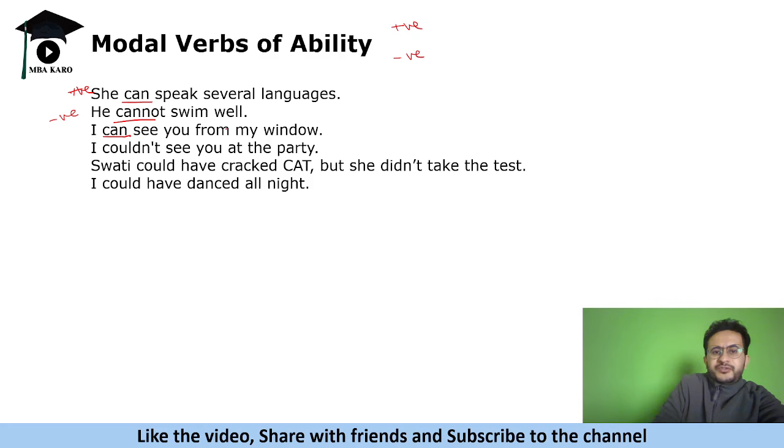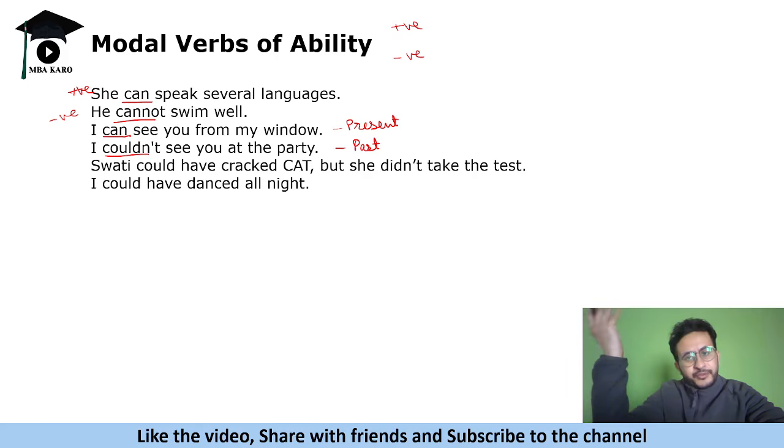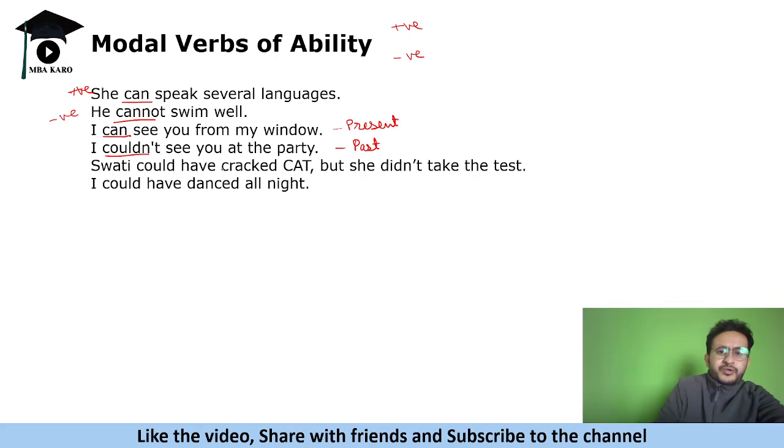I can see you from my window, I couldn't see you at the party. Now this is present and this is past. So can, could is basically present and past, so it was past tense. Someone is talking about some event that happened in the past. Swati could have cracked it, but she didn't take the test.